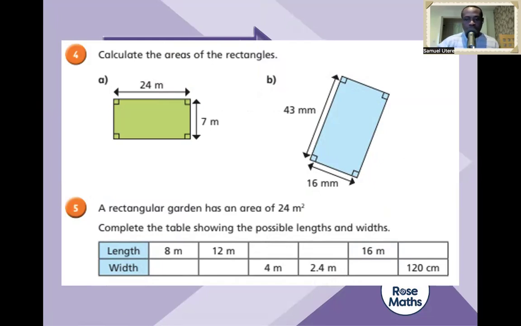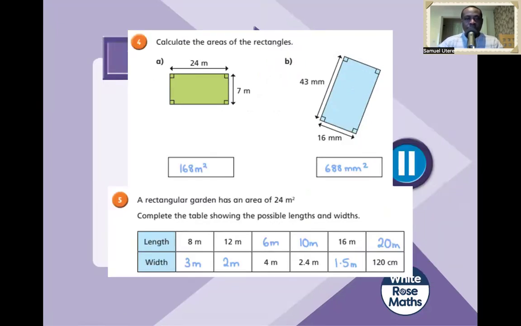Okay, assuming you've paused the video and you've answered questions 4 and 5, here are the answers. Let's discuss them. Here you're asked to calculate the area of the rectangles. By now you know how to calculate the area of the rectangle. You multiply the length by the width. Now, this is where your knowledge of integer multiplication comes in. So if you do not know how to do this, I'm going to ask you to go and watch that video again where we learned how to do integer multiplication.